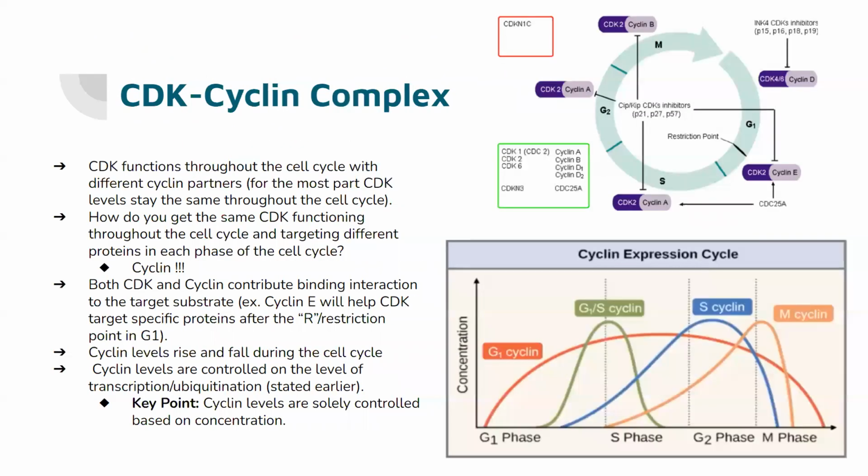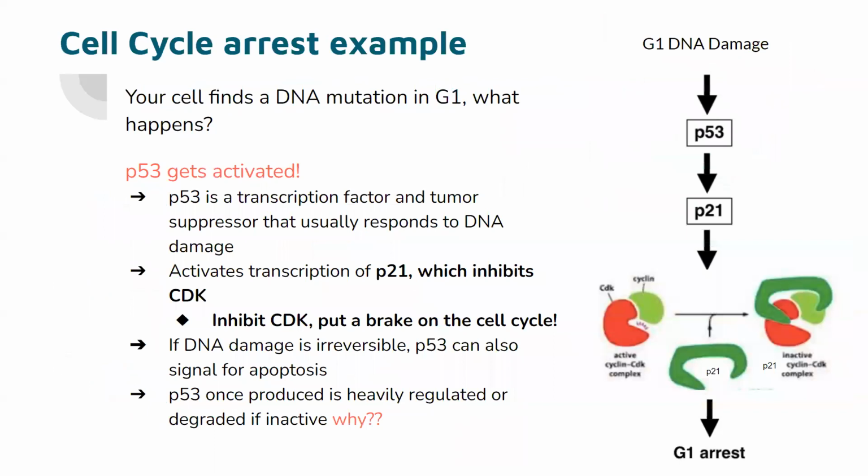Someone asked why P53 is created if it's inactive, and why it's degraded. I don't think that's P53; I think that's earlier when we were talking about it. Once produced, it is heavily regulated or degraded. That applies to a lot of proteins in the cell. P53 is a tumor suppressor, right? So if we have active P53, it's going to prevent cell proliferation. If we don't have any DNA damage, we don't need it around. And we also don't want to risk something going wrong and inhibiting proliferation when everything is in order and we need the cell to divide. That's how it works for a lot of proteins. If we don't need them, we don't want them taking up space.